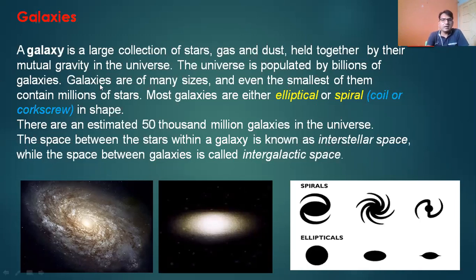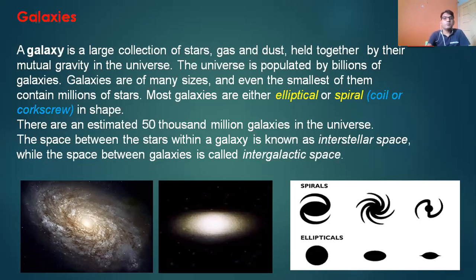The universe is populated by billions of galaxies. In the universe, we have billions of galaxies, and their number might be even larger. Galaxies come in many sizes, and even the smallest of them contain millions of stars.